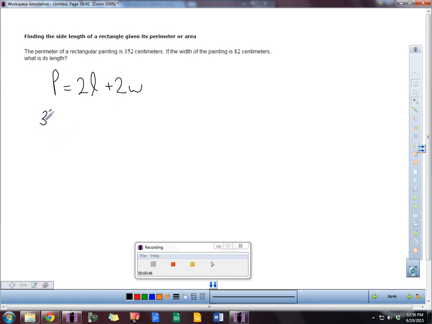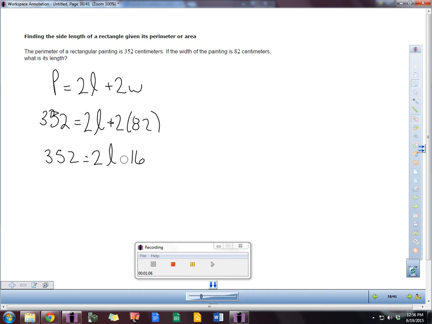Well, we know that the perimeter was 352. We know the width of the painting was 82. So I'm just going to go ahead and plug that in there. So obviously L is the one missing. So let's go ahead and solve it. We have 352 equals 2 times L plus 164.